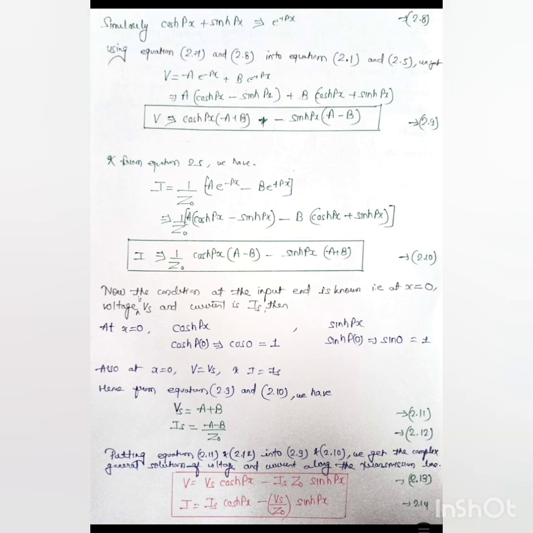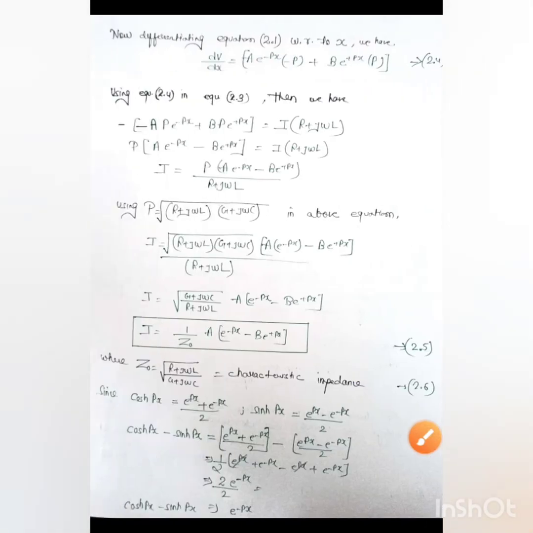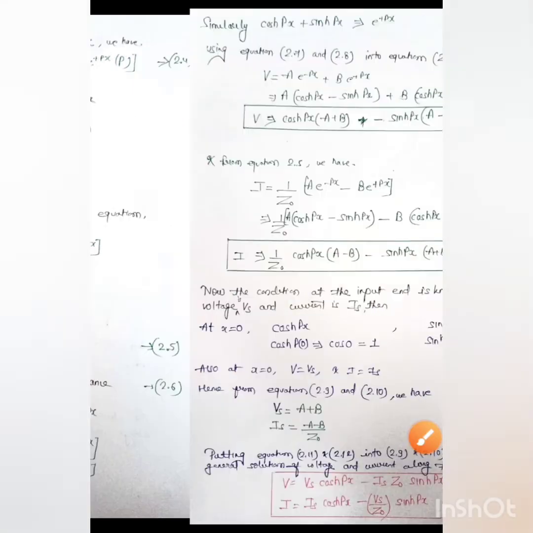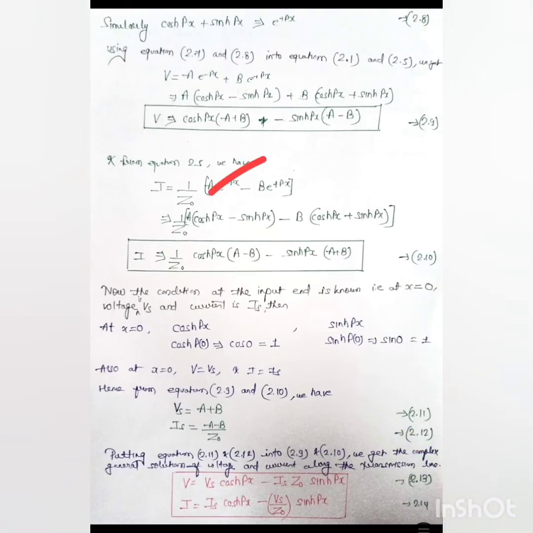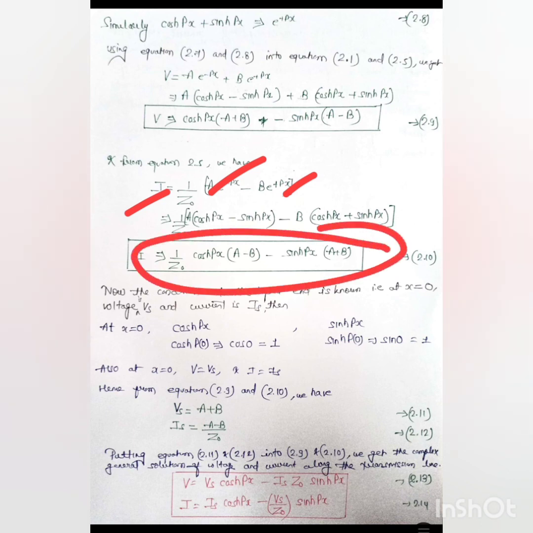Likewise we have the formula for e^(px), which is cosh(px) plus sinh(px). After solving and taking cosh as common, we have A plus B, and taking sinh(px) as common we have A minus B. Likewise, putting all these exponential values in this equation, and after putting them in the current equation as well, we get I equals 1 upon Z0 times cosh(px)(A minus B) minus sinh(px)(A plus B).